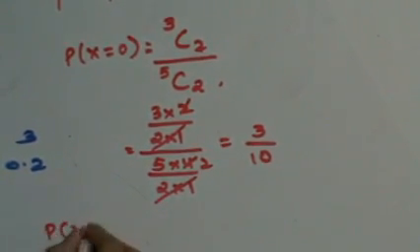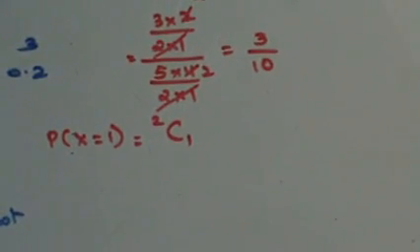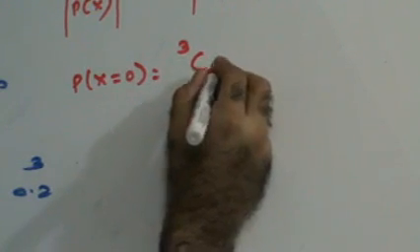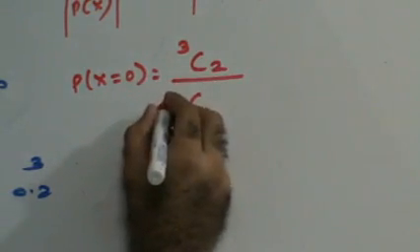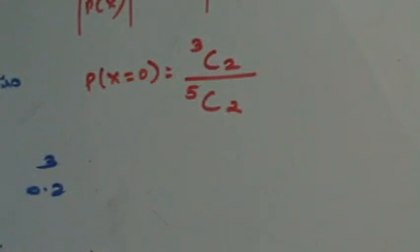Then probability of 1 yellow marble. 1 yellow marble means out of the 2 yellow marbles, 1 has to be drawn. Previous, I want 0 yellow marbles. 0 yellow marbles means all the marbles have to be white. Total how many white marbles are there? There are 3 white marbles out of which 2 have to be drawn. Total how many marbles are there in the bag? 5, out of which 2 have to be drawn. Probability is n of A upon n of S. So the number of elements in the favourable case is 3C2 and the total number of marbles is 5C2.